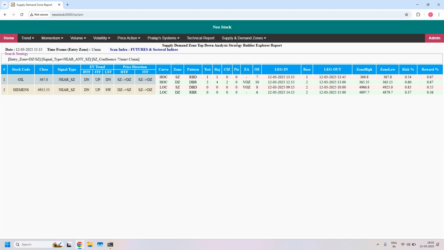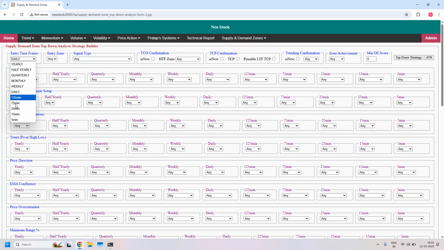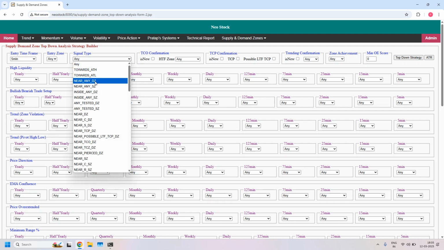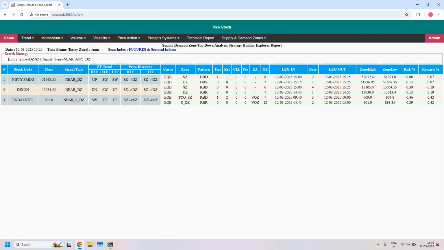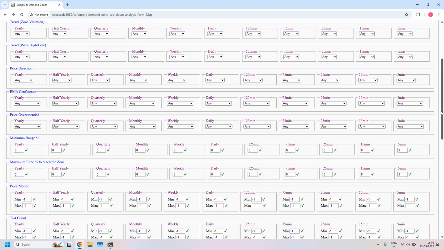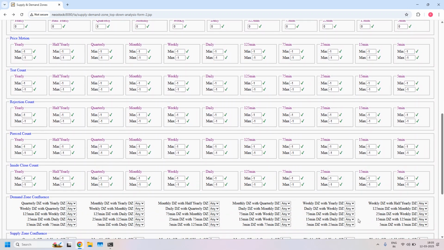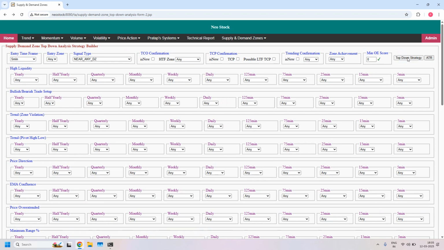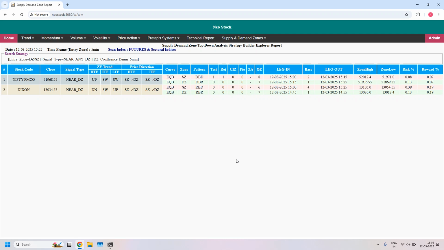Okay, next time frame is 5 minutes. Stocks near 5 minutes demand zone. We got 3 stocks. Let's verify how many of these 3 stocks are having ITF demand zone confluence. That is 5 minutes and 15 minutes demand zone confluence. So with this filter, we got 2 stocks. These two 5 minutes demand zones are overlapped with 15 minutes demand zone.